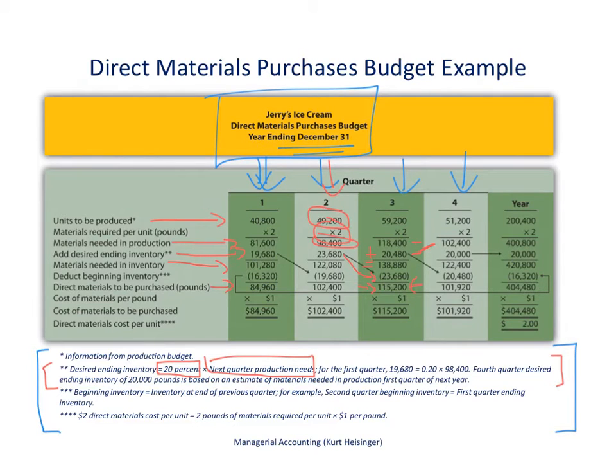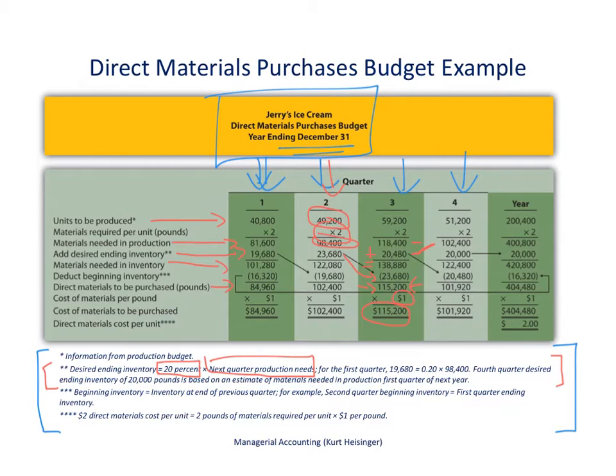And then remember, the second step is to figure out the cost of these materials. The assumption in this example is that it's going to cost $1 per pound. That comes from, again, our purchasing department, that estimate. So we're going to multiply it times $1 per pound, and that's going to give us the cost of materials that we expect for the third quarter of 115,200.